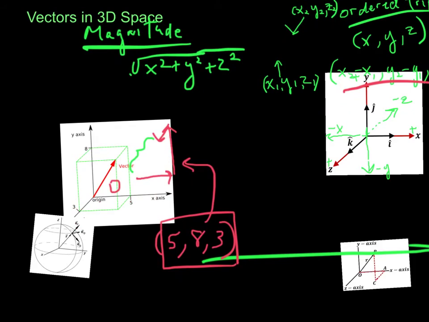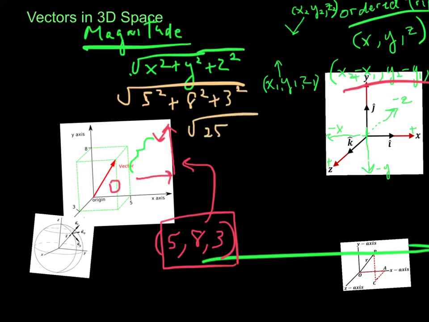If we plug in our values, I have 5 as my x, 8 for my y, and 3 for the z, which gives us 25 plus 64 plus 9. When you add them up, it comes out to the square root of 98. That's not simplified. You can simplify the square root of 98, but for right now, that is the length of the magnitude. We'll talk about simplifying at a later date. That's how you find the magnitude.